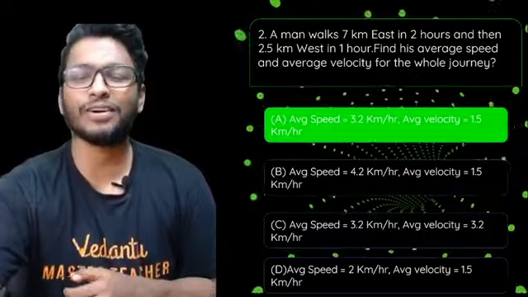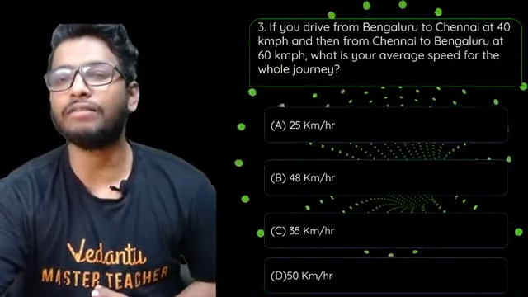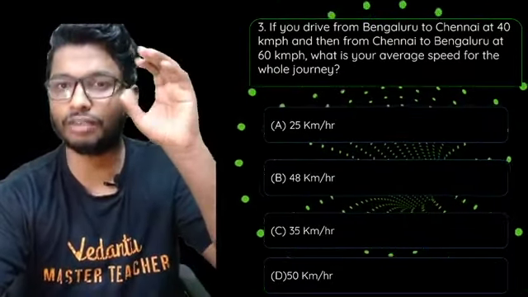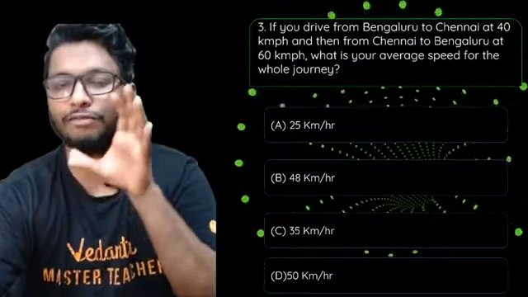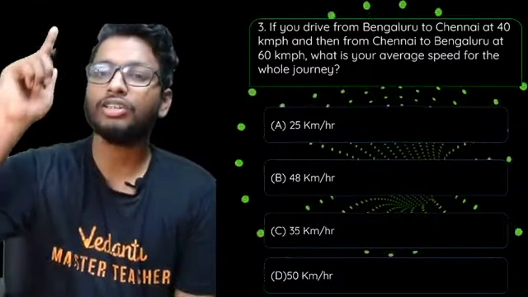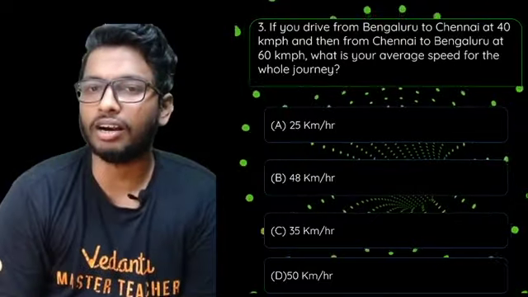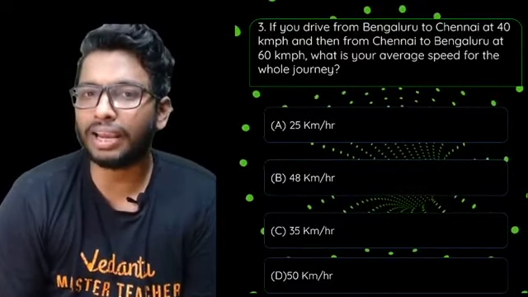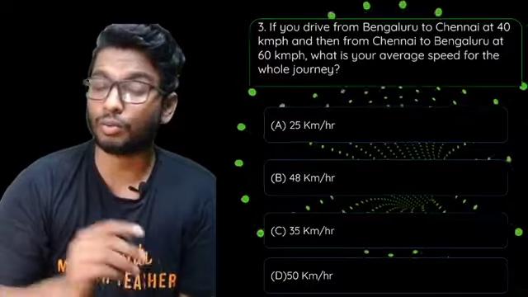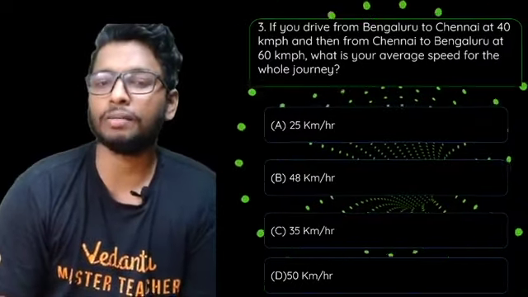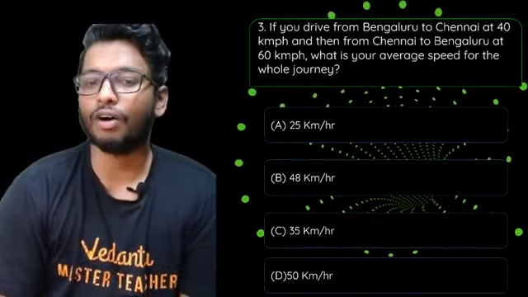Alright, guys. With that said, moving on to the next question. Here we go. If you drive from Bengaluru to Chennai at 40 km per hour and then Chennai to Bangalore at 60 km per hour, what is your average speed for the whole journey? Is it 25 km per hour, 48 km per hour, 35 km per hour, or 50 km per hour?